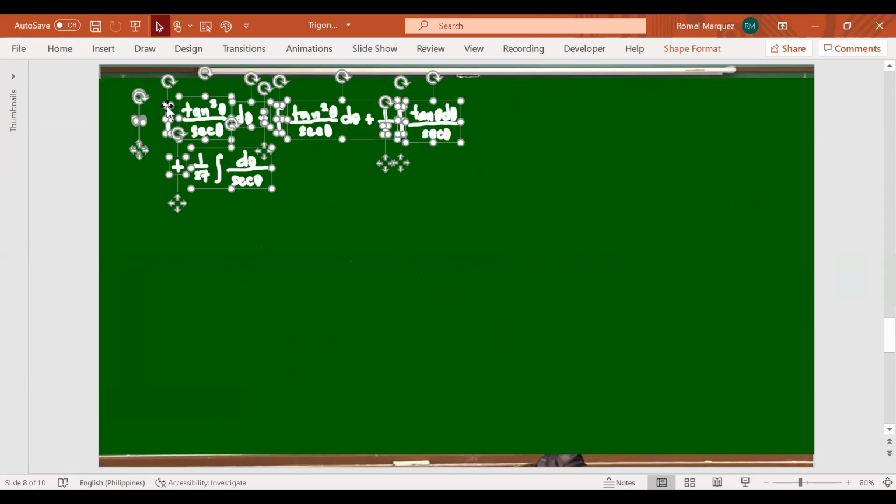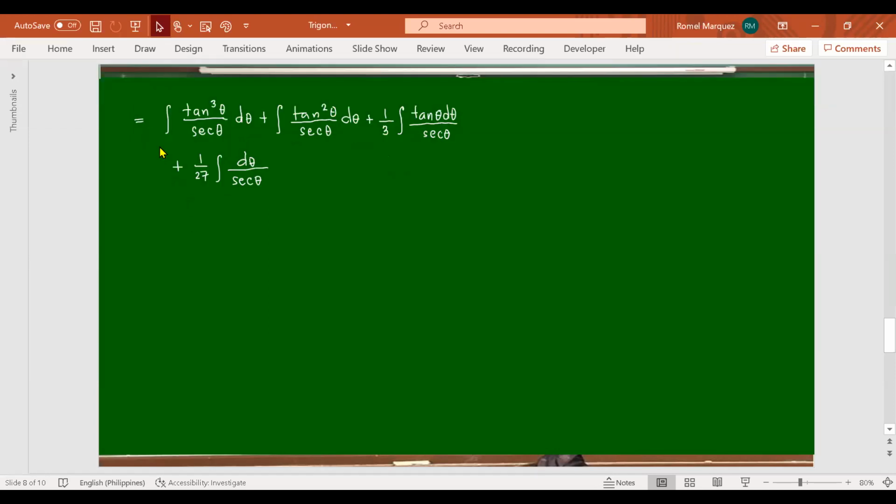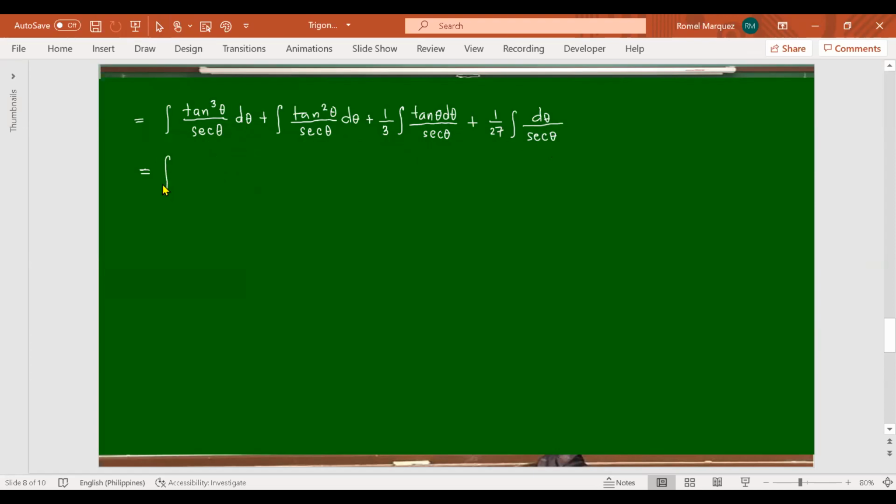Let me copy this part, bring this here. Okay. Let's now work on the first integral, guys. Maybe one item will be worth 100 points. So there are a lot of integrals. Again, this is case what? Case 5. We transform this into tangent squared theta.